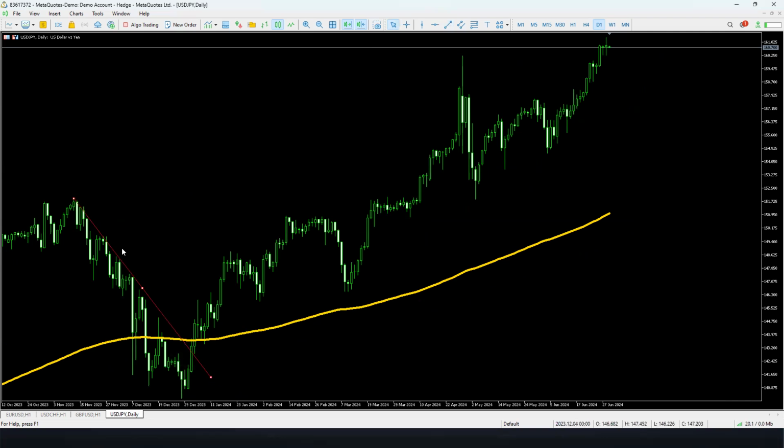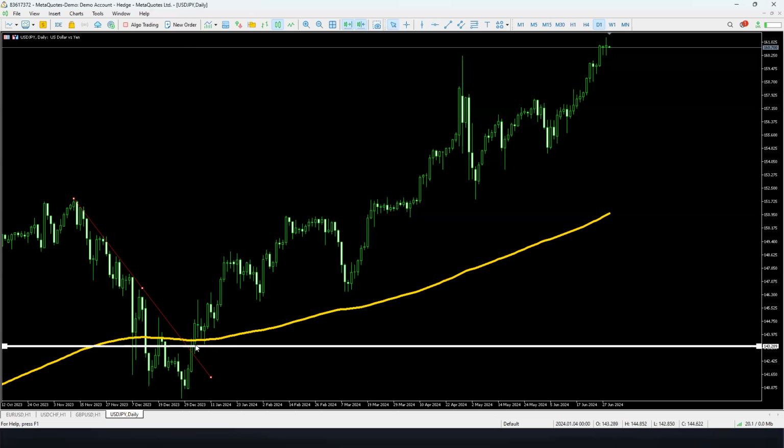When the market breaks the counter trend line, what will you do? You start to buy. Like here, break the counter trend line from here. All this would have been your profits. And then the market did this. You draw another counter trend line here. The market breaks this, you buy. You draw another counter trend line here.